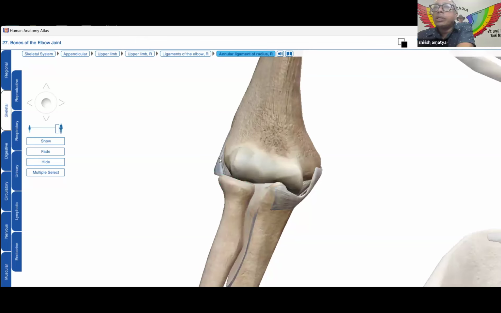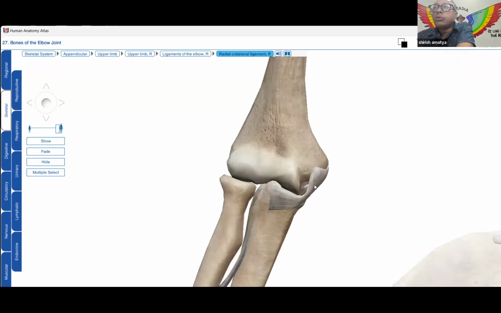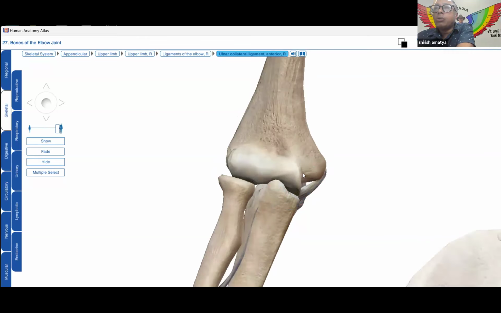This ligament is basically the radial collateral ligament. These ligaments reinforce the elbow joint. Let's remove that also. Coming to the medial aspect, I'm basically removing all the ligaments one by one. This is part of the medial ligamental complex, also known as the ulnar collateral ligament. Let's hide this. Once we remove all the ligaments and the capsule, the elbow joint is exposed.